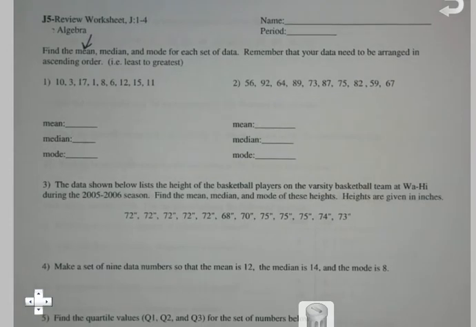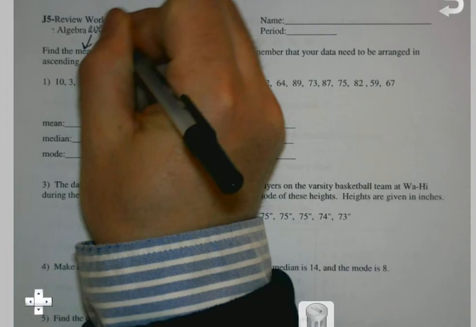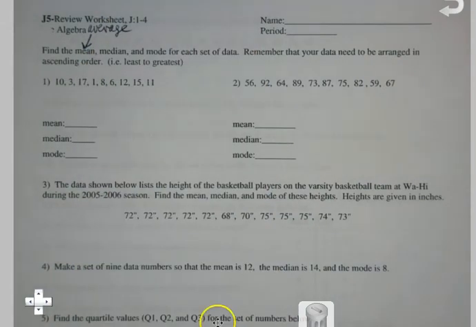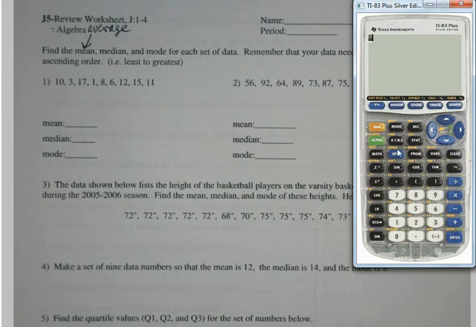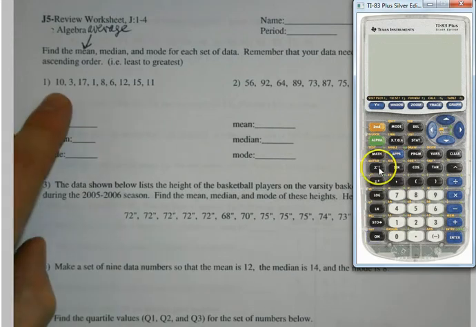Add them all together and divide. It's like finding an average. So when I have my list, when I'm trying to find the mean, they don't have to be in order. But I do have to add them up and divide by how many numbers I have.